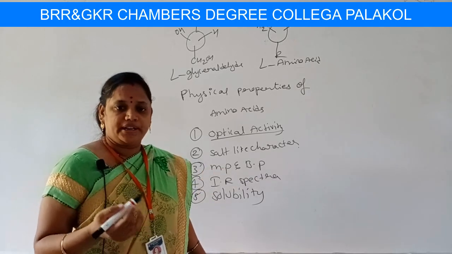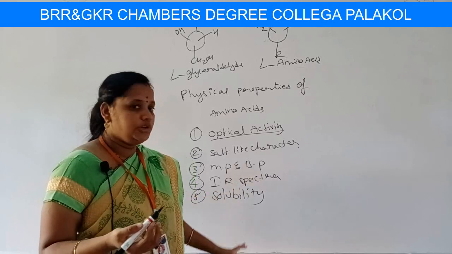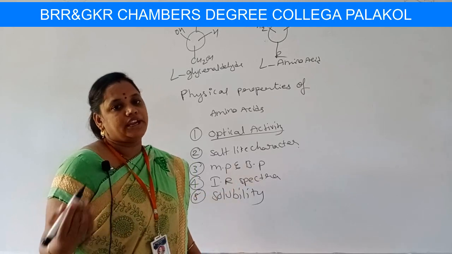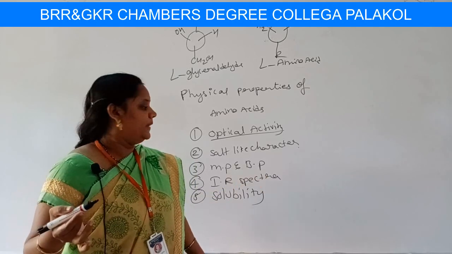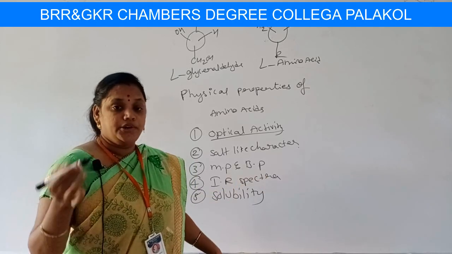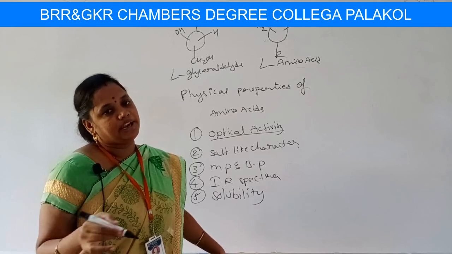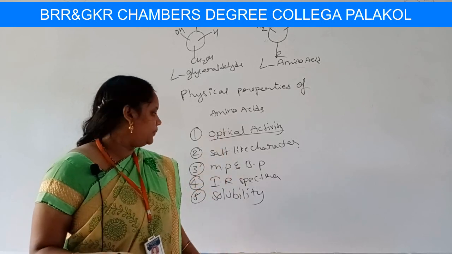This may be due to the presence of both an acid group and an amino group. We have both an acid group and an amino group in amino acids. Due to the presence of the acid and amino groups, they have high melting and boiling points.